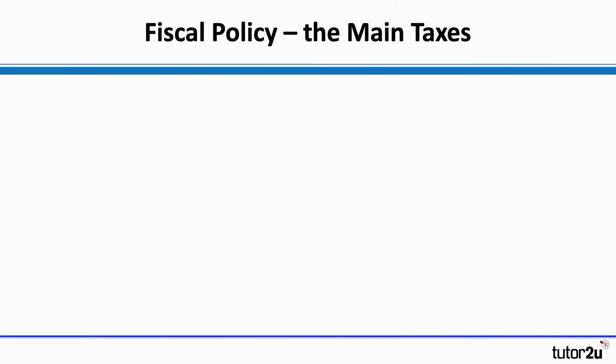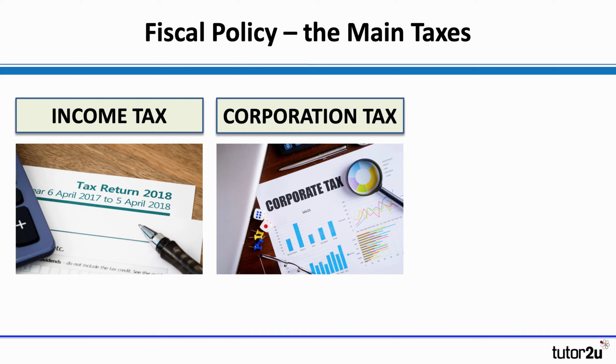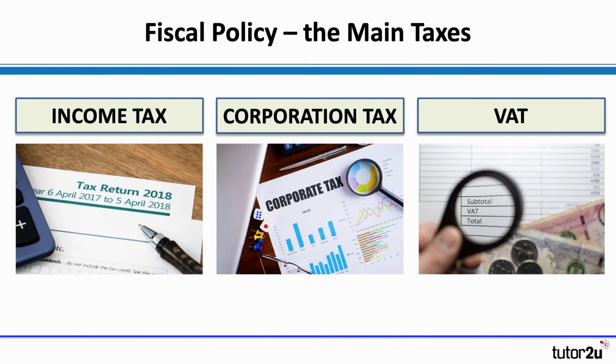So just turning to fiscal policy, there are lots and lots of different taxes, but the three most important taxes levied by the government in terms of the amount that they raise are firstly income tax, which is a tax, as it says, on the employment income of employees and self-employed people. Corporation tax, which is a tax on the profits earned by businesses. And thirdly, VAT, or value-added tax, which is a tax that is levied on what we spend on goods and services.